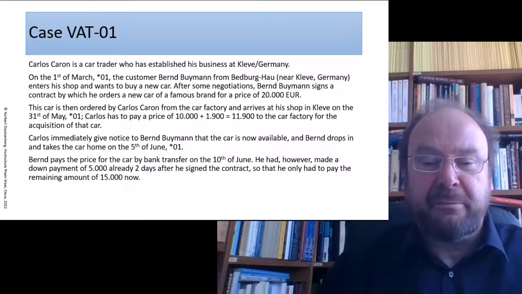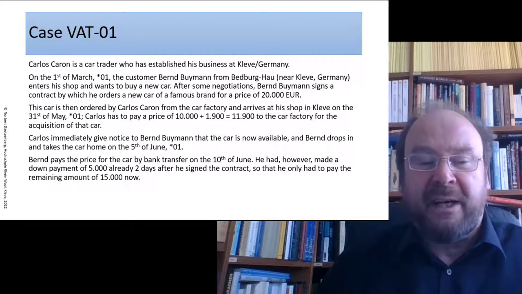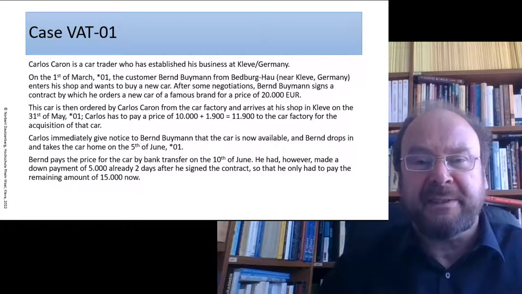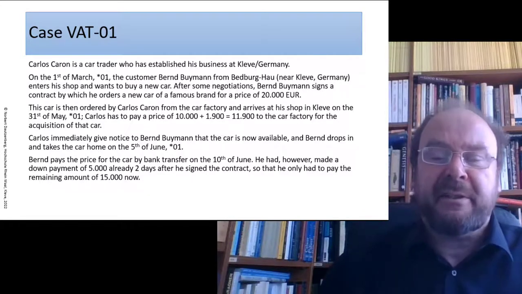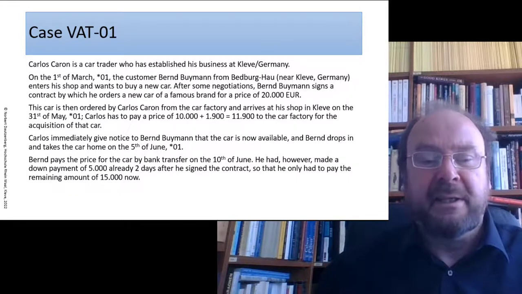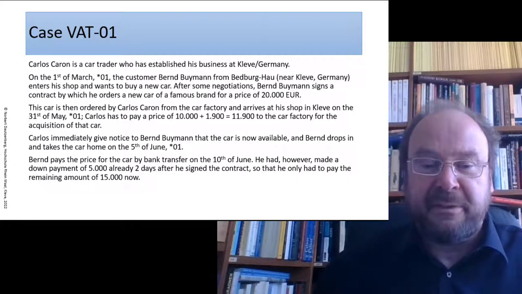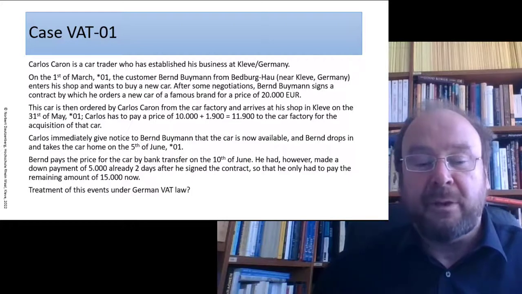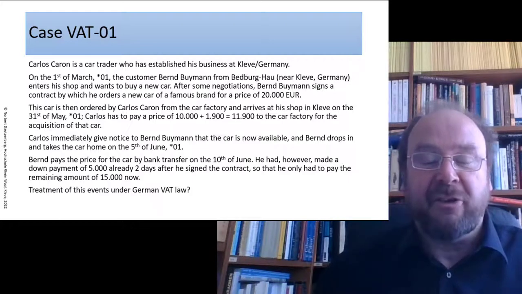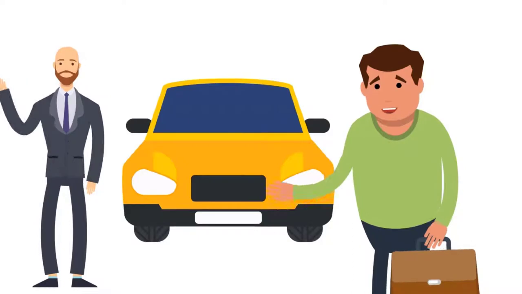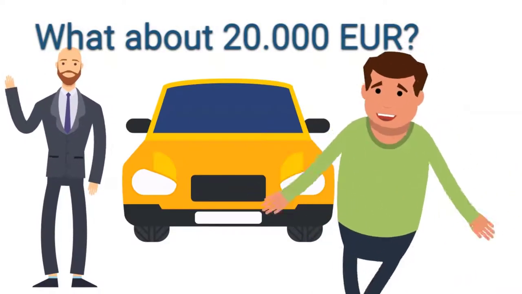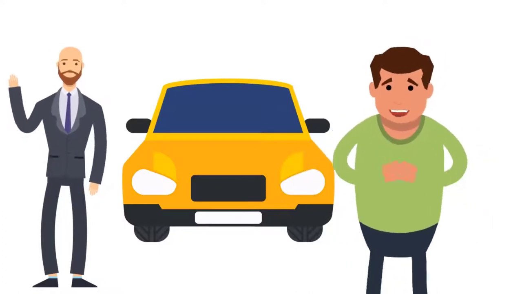He had, however, to make our case a bit interesting, made a down payment of 5,000 already when he signed the contract, or to be precise, 2 days after he signed it, so that he only had to pay the remaining amount of 15,000 afterwards. That is now in June. So, and now the question: tell us the truth, the complete truth, and nothing but the truth, or to put it more clearly, treatment of this event under German VAT law is how? So, just to illustrate that a bit, that is what happened. A car is simply sold for 20,000 euro and nothing else happens.